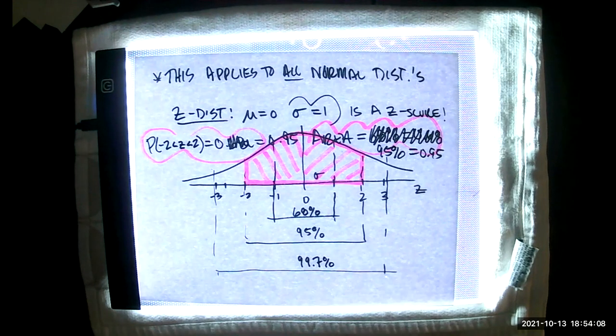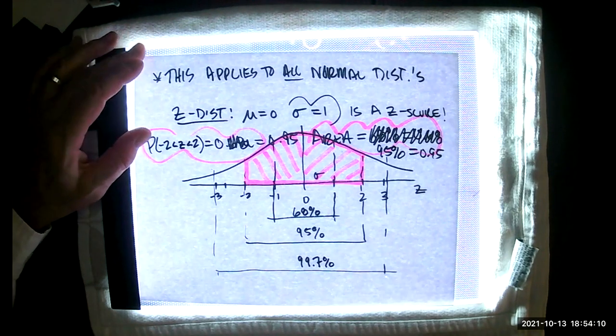But anyway, the idea is that area and probability are now identical.